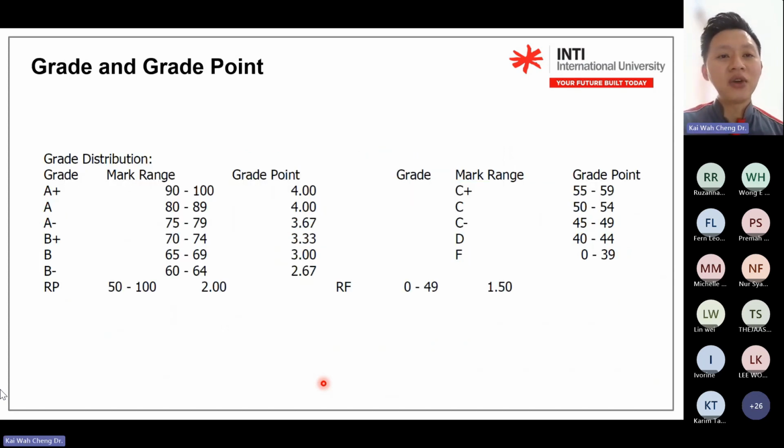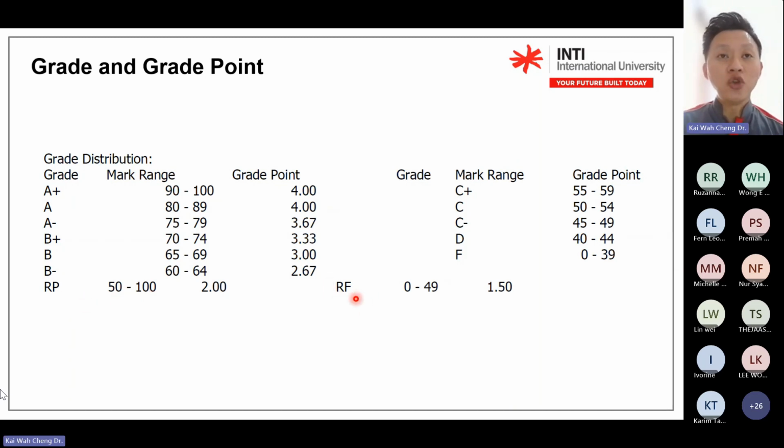And this is the grading system at INTI International University. So we have A plus until F grade. And the passing rate at INTI International University is 50 marks and above. And what is RP and RF? RP means you receive the course with pass. That means 50 marks and above.